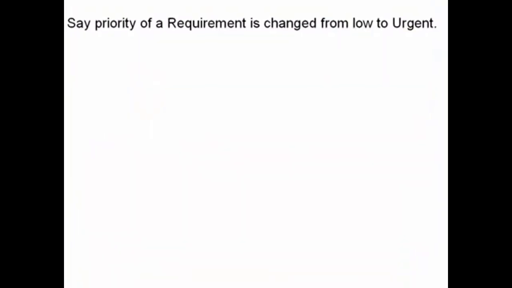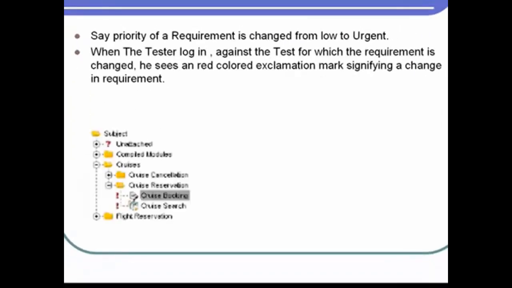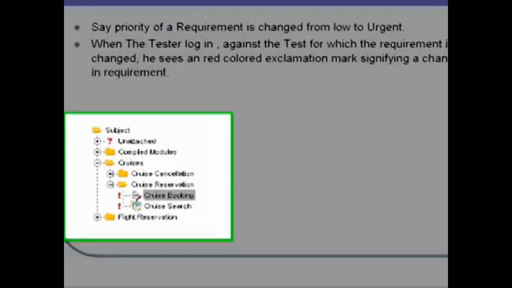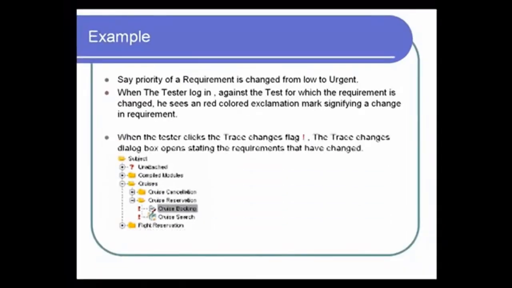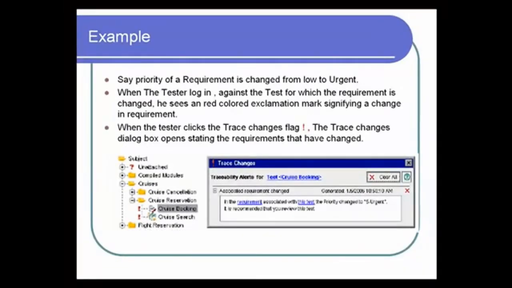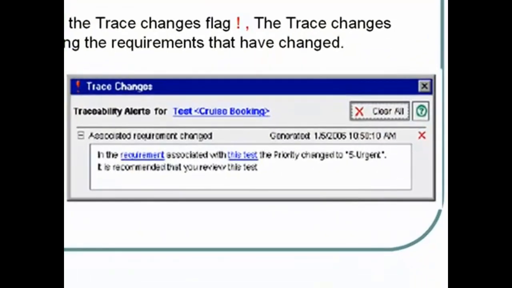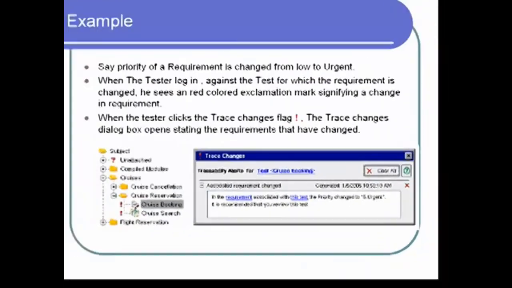Let's look at this with an example. Say the priority of a requirement is changed from low to urgent. When the tester logs in against the test for which the requirement is changed, he sees a red colored exclamation mark signifying a change in requirement. When the tester clicks the Trace Changes flag, the Trace Changes dialog box opens stating the requirements that have changed.